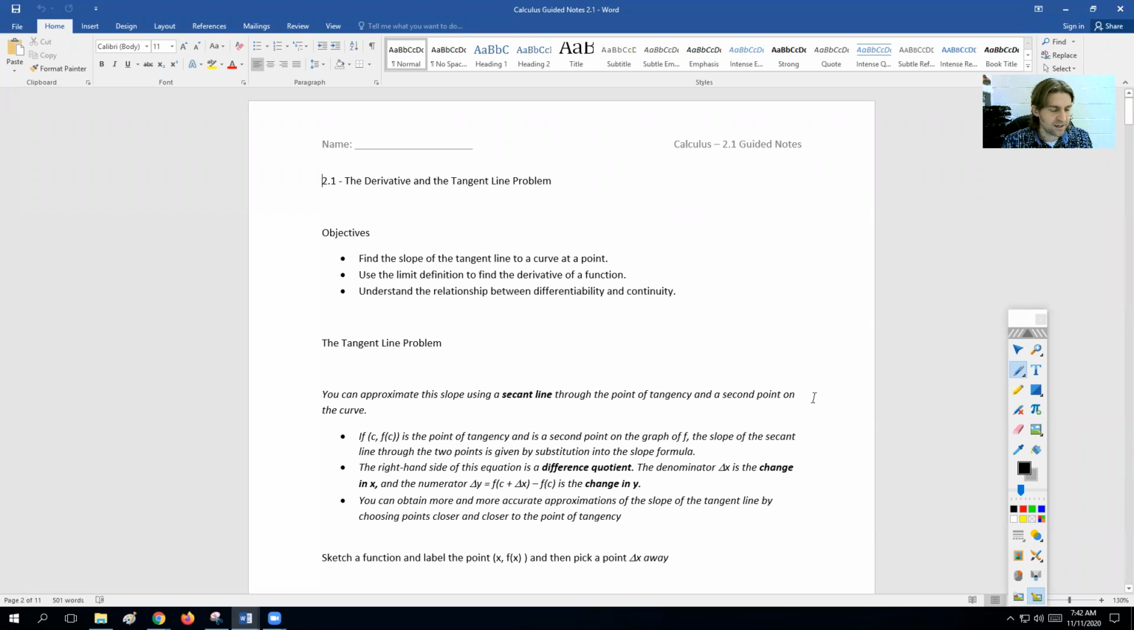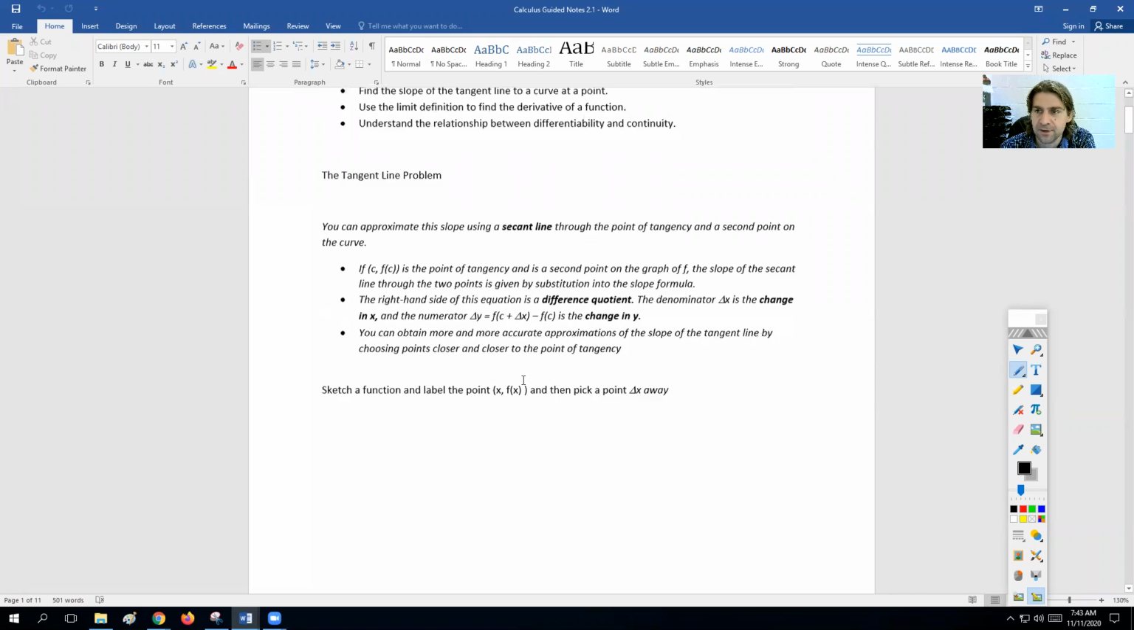I'm going to help you get started on the very first lesson of Chapter 2. This is 2.1. We're going to be looking at something known as the derivative and the tangent line problem. Our objectives today are to make sure we can find the slope of the tangent line of a curve at any point, and that we can use the limit definition to find the derivative of a function.